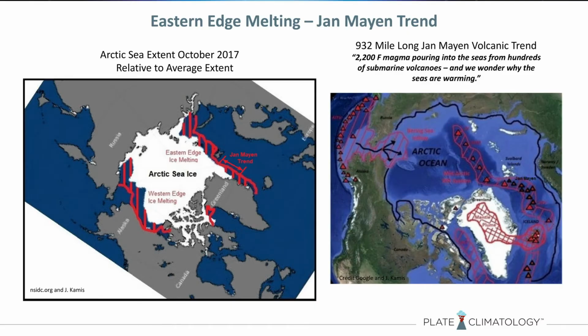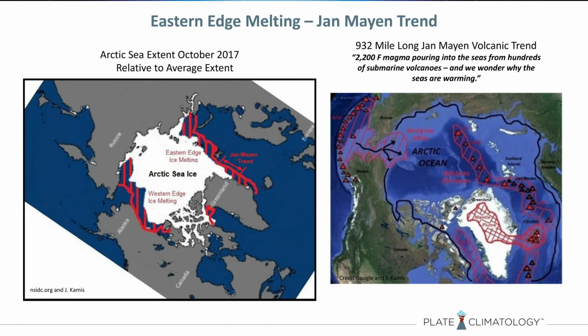I'm going to quote from the research summary that Dr. Pedersen put together. It is as the following: 2,200 degree Fahrenheit magma pouring into the seas from hundreds of submarine volcanoes. And we wonder why the seas are warming? Dr. Pedersen also went on to say, we have found volcanoes at such a shallow level they could break through to the surface at any time and form new island groups. Just for the record, I've been talking about underwater volcanoes for years, he said.